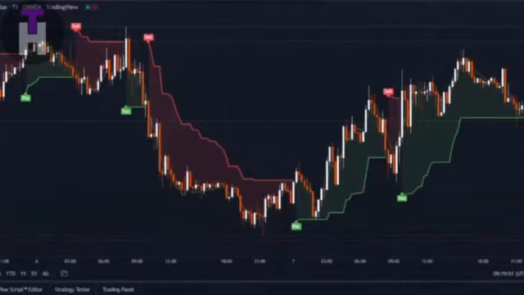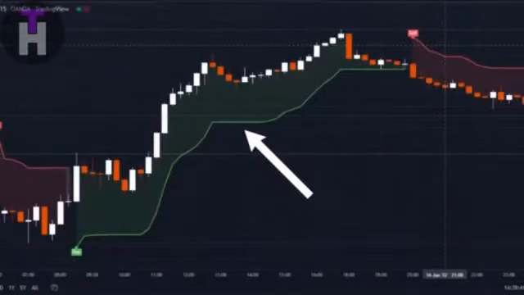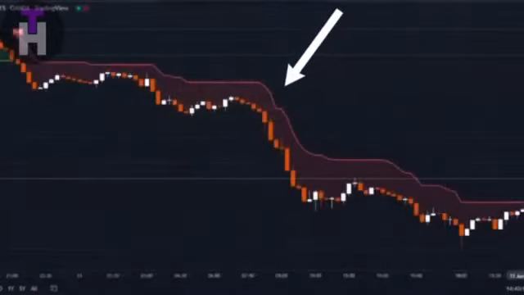And how you use it is pretty self-explanatory. If the line turns green, it means you take a buy position, and if the line turns red, it means you close your previous buy position and open a new sell position. But there's actually one big problem.